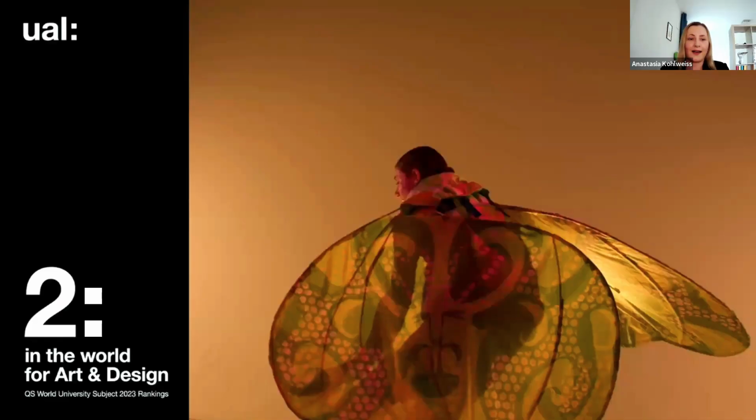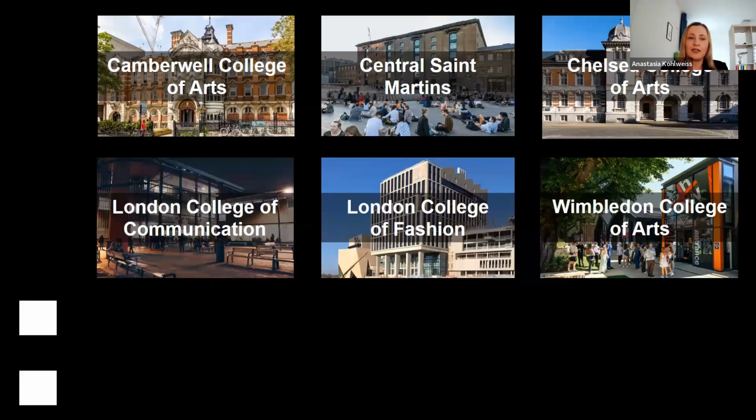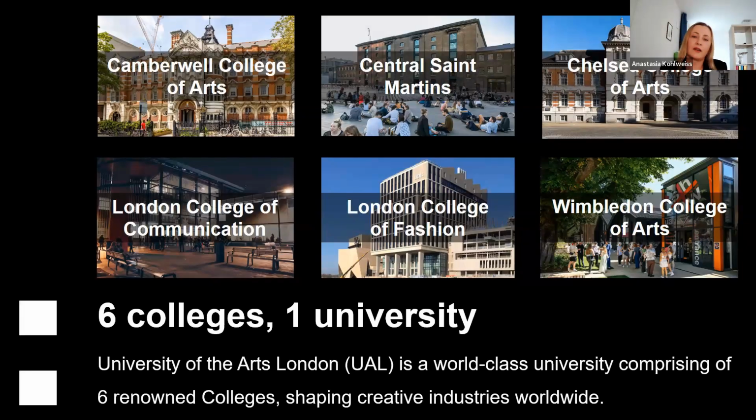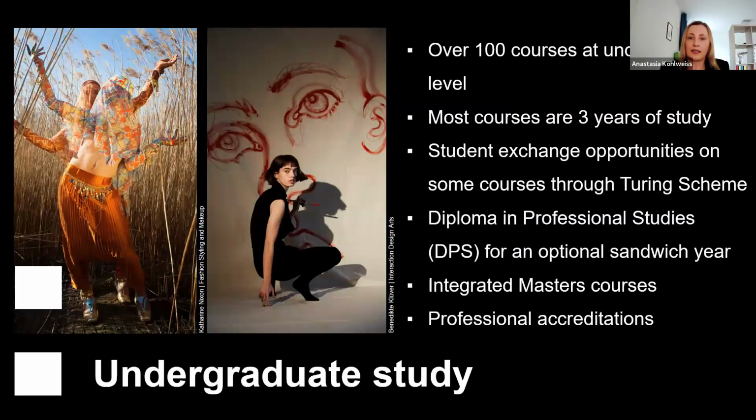University of the Arts London, in case you don't know, is number 2 in the world for art and design. This university has 6 colleges. All of them have their own different specializations, but they're all very well known, famous, and form together one big university. It's also probably the biggest university in the world for art and design in terms of facilities and student numbers too.